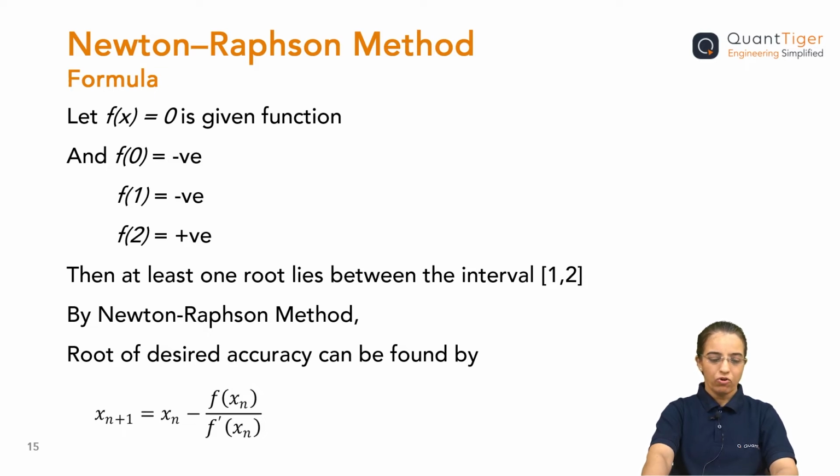Now there is one formula which we will be using: x n plus 1 equals x n minus f of x n upon f dash of x n. Whatever value of x n we take, we have to substitute it in the function and find the value of f of x n. f dash of x n is nothing but the first order derivative, and we have to substitute that in the formula.